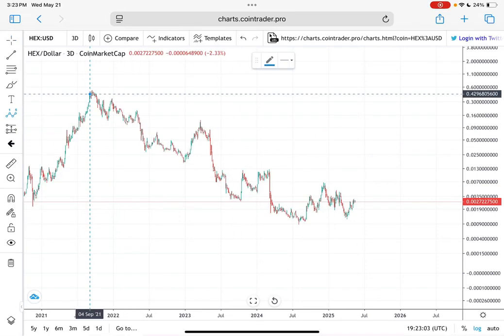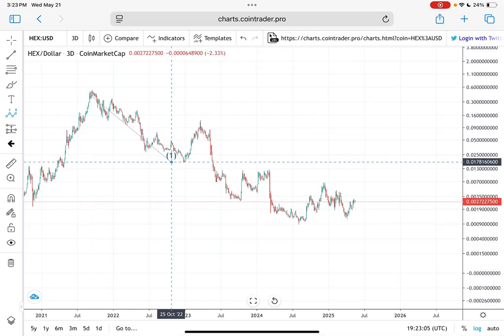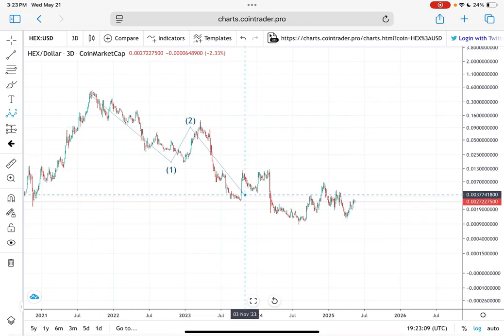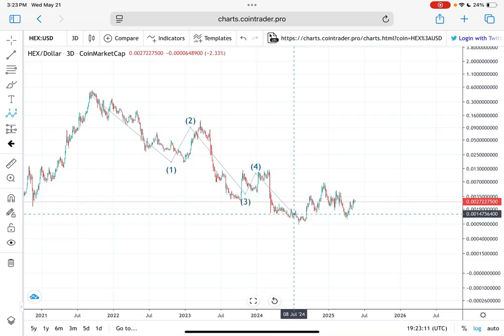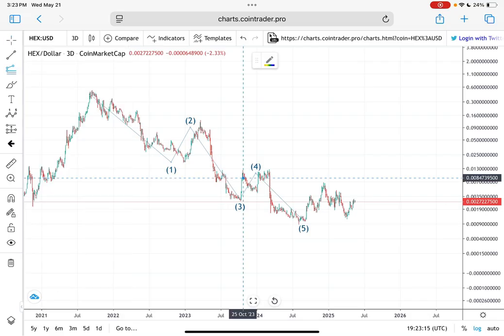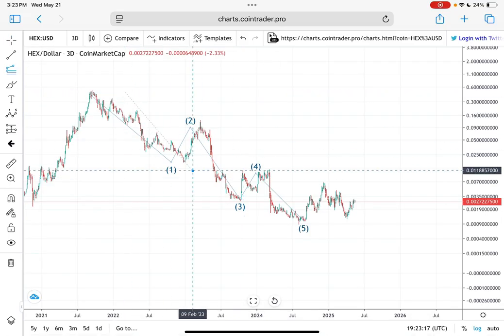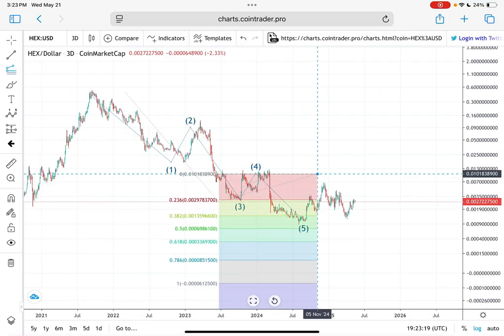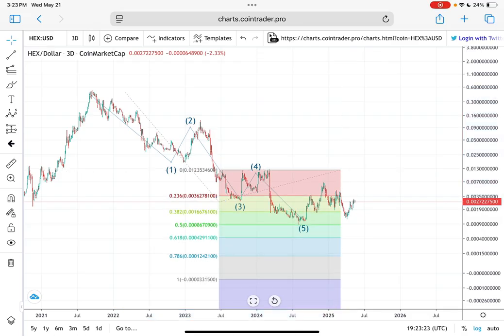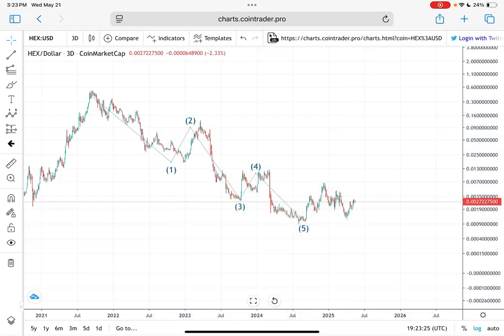Let's take a look at HEX over here. What we have is a 5-way move to the downside for your wave 1. You have your wave 2, your 3rd, 4th, and then a 5th wave down. And you can see here that this 5th wave perfectly bottomed out at the 61.8% fib, or actually at the 50% fib, which is a common target for a wave 5. You see how we perfectly bottomed out at that 50%?